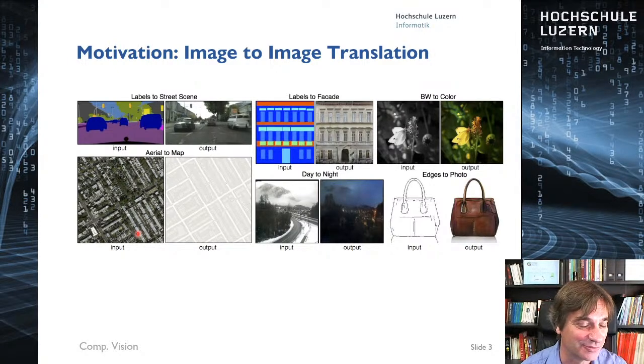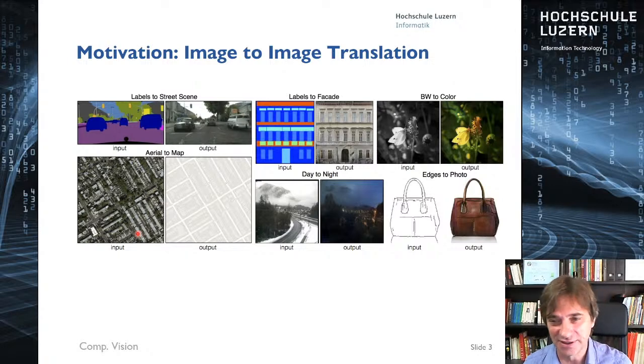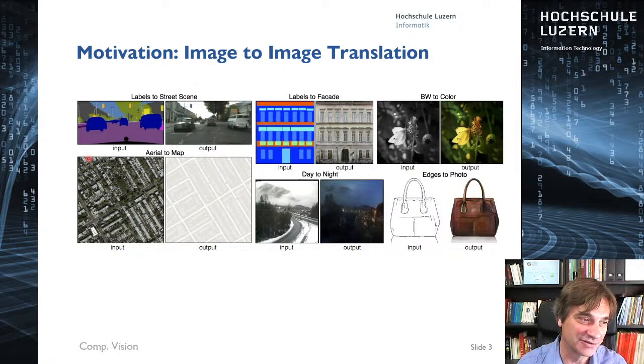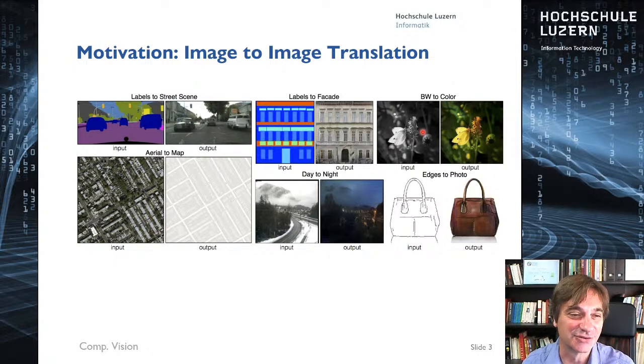Some other, maybe more practical examples, which we will look at more in the next lecture, are image-to-image translation. For example, if you have a labeled image, you can train a network to reproduce a photograph or a scene from it. Or if you have an aerial image, you can reconstruct a map out of it, or labels to how a facade looks, you see. Or you could just have some conversion. For example, you could train networks to add color to images.